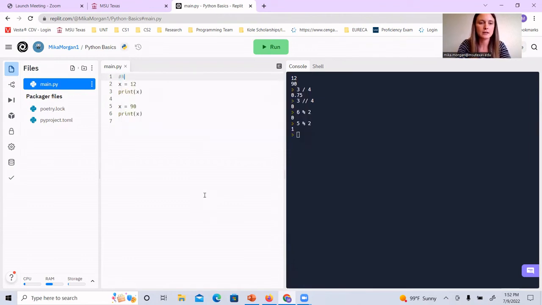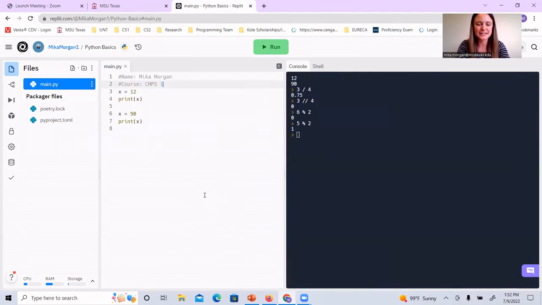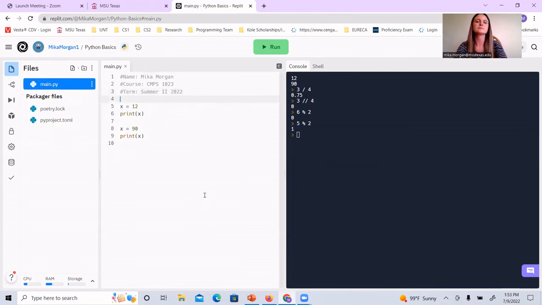so I could say like name is Micah Morgan, and the course is CMPS 1023, and the term is summer 2, 2022. Sure, why not? If I hit run, none of this information got printed out. The computer didn't do anything with it. It didn't change anything at all.